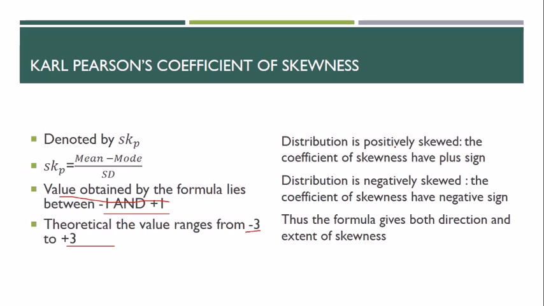So the distribution is positively skewed if the coefficient of skewness has a positive sign. That is, when you calculate SKP and get a positive sign, it means it's positively skewed. If you calculate SKP and get a negative sign, then the distribution is negatively skewed. Thus the formula gives us the direction and the extent of how much the distribution is skewed.